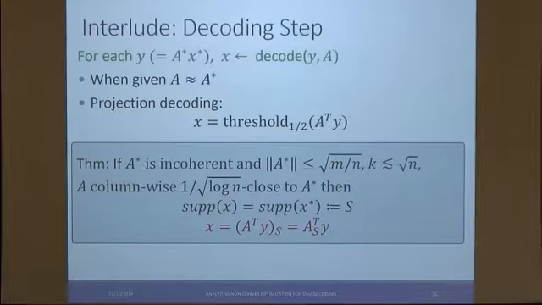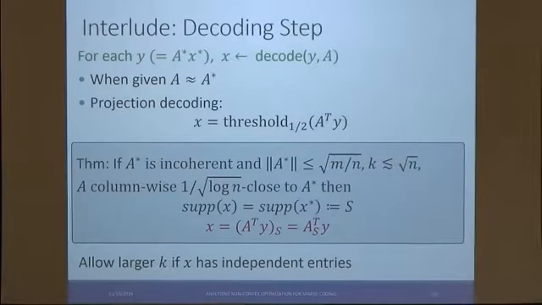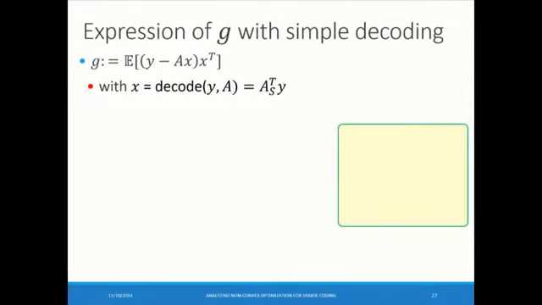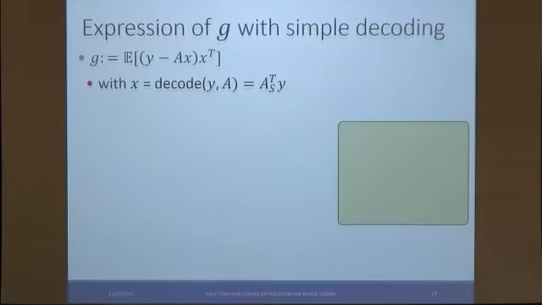And so the point is here. If the support is correct, then I can write this threshold decoding as x equals A transpose y restricted to the support. This is a closed form for analysis, and also this is very fast, right? You just take the matrix multiplication. And then I can do this calculation. I'm going to calculate its expectation, and my decoding is just a closed form, A_S transpose y.